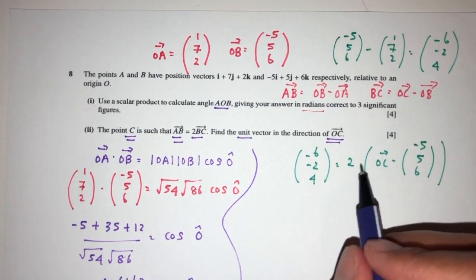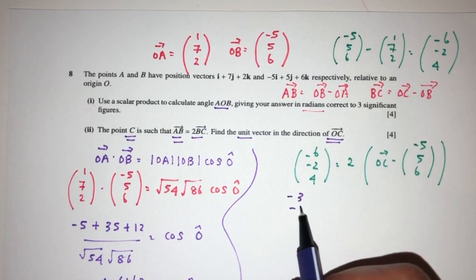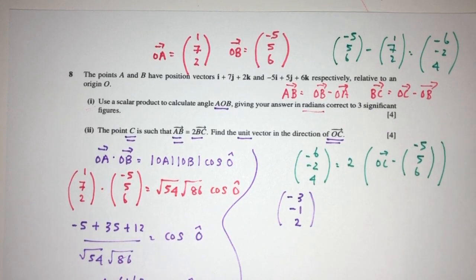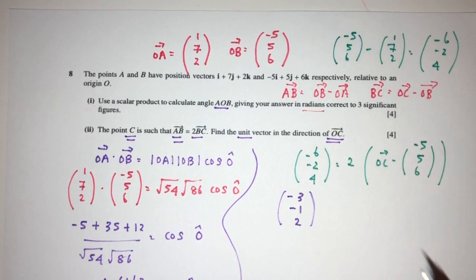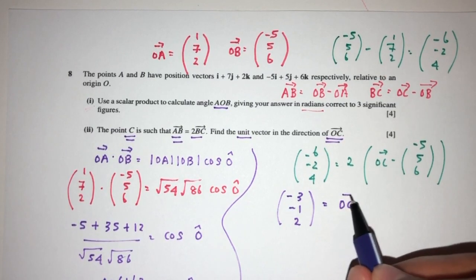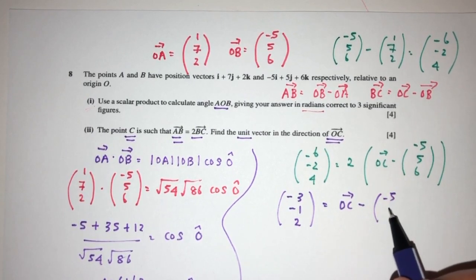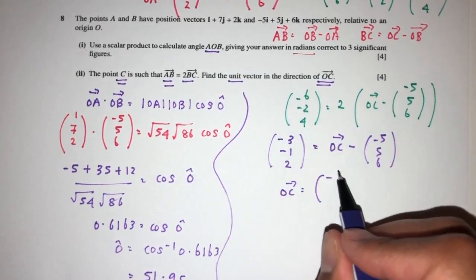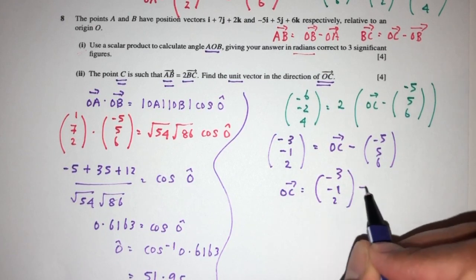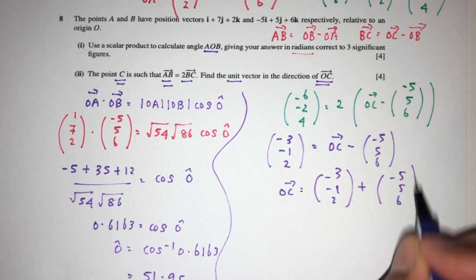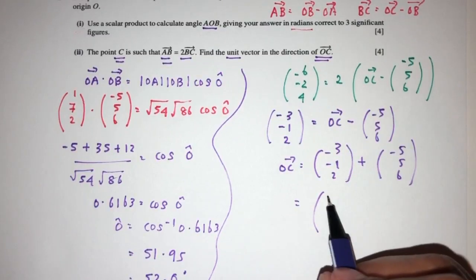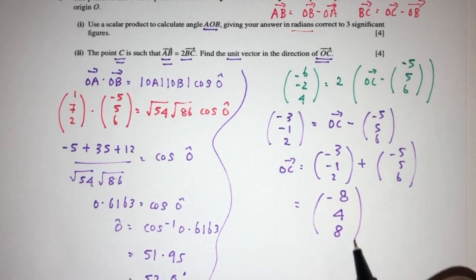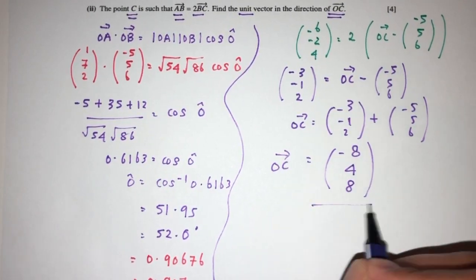Now let me solve this. You have to divide by 2. That will be (-3, -1, 2). Now again, the reason why I'm going on with this is because I get this question all the time. Why is it this way? You have to know, okay? So that will be OC minus this, this, and this. So OC will be what? Simply send this over here: (-3, -1, 2) plus (-5, 5, 6). That will be -3 minus 5 will be -8, minus 1 plus 5 will be 4, 2 plus 6 will be 8. So OC is found to be this vector.